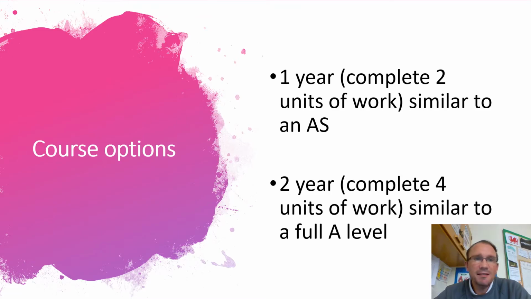Now the standard course that we teach in the sixth form is a 2-year course, and that involves 4 units of work, and then when you get your qualification, that's similar to a full A-level. There is an option where you might be able to cash in at the end of the first year, so that's equivalent effectively to an AS level, but that's less common. Okay, so most people will do 2 full years, but there is the option of doing the 1 year.